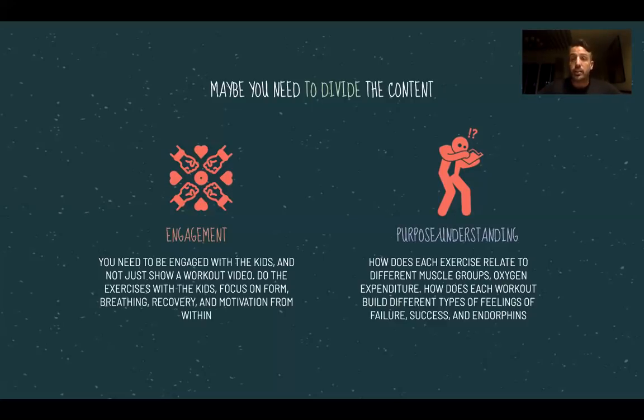Also help them understand that if they are having trouble completing something, that's okay. How can we work together to improve upon that? So fitness is great, but make sure it's purposeful and there's understanding there.